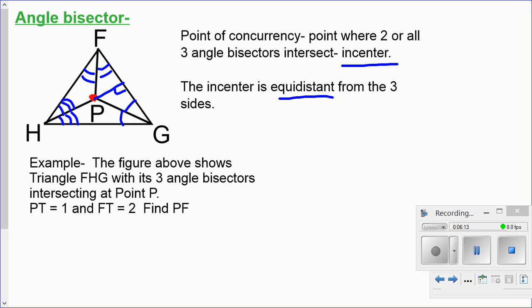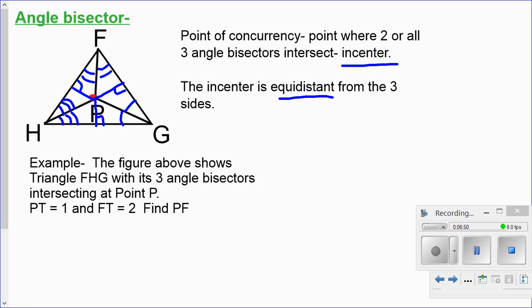So if I do that on all three sides, if I go from P, which is the incenter, straight down to the side of the triangle, that would be perpendicular. And I'm going to do that one more time from the incenter, point P, directly perpendicular to segment FH, the other side of the triangle. So now I can see that I have those three distances. They are equal, or equidistant.